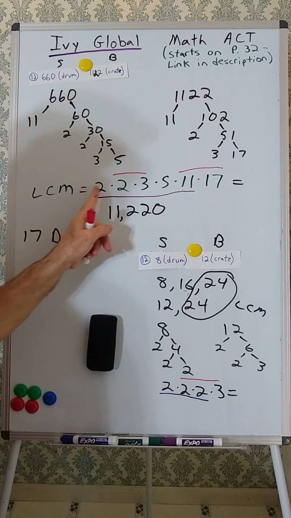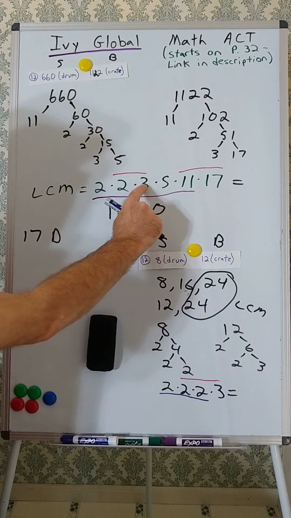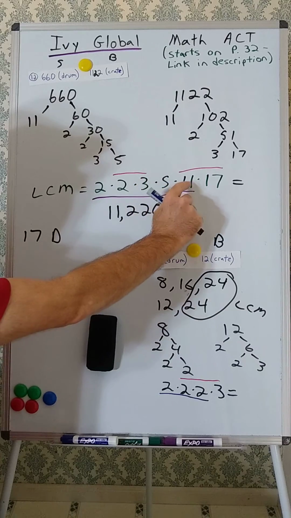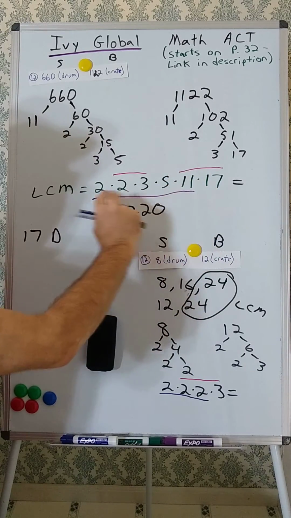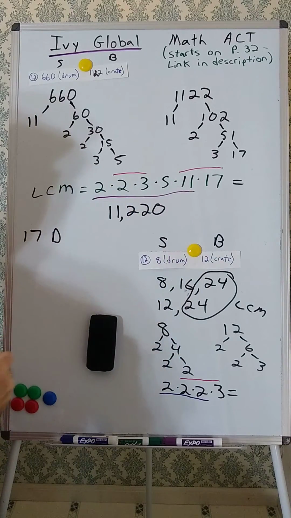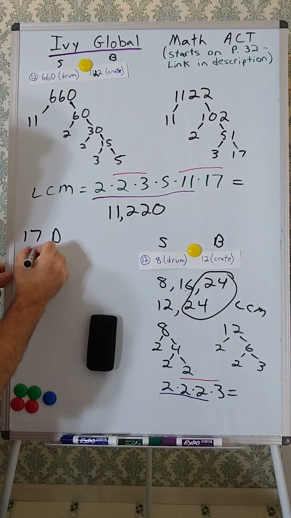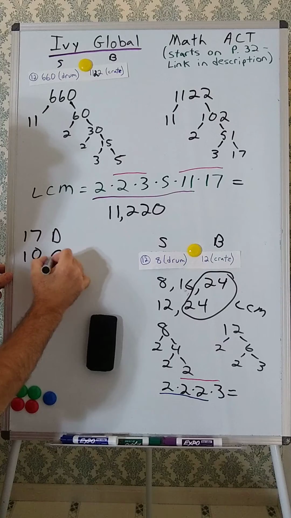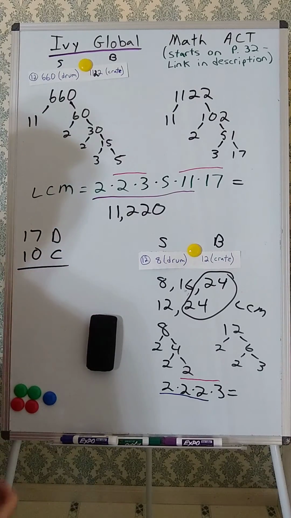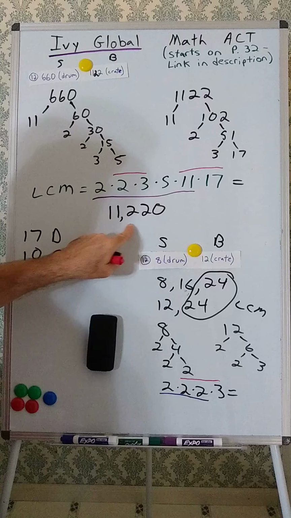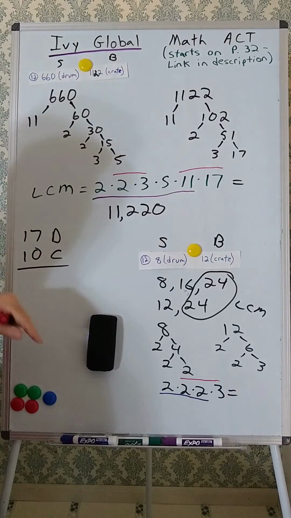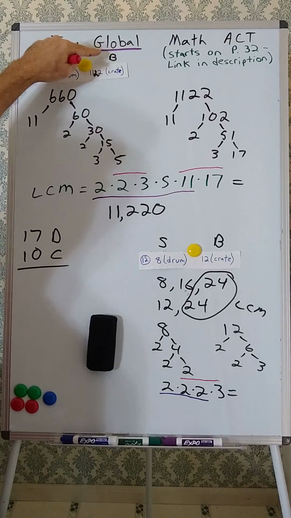And we look again, we see 1,122 with these four factors. What is missing to make this? The 2 times the 5. So that tells us he needs 10 crates. So, if he has 17 drums, he'll have this many sausages. If he has 10 crates, he'll have this many buns. And he'll have the same number of sausages as buns.